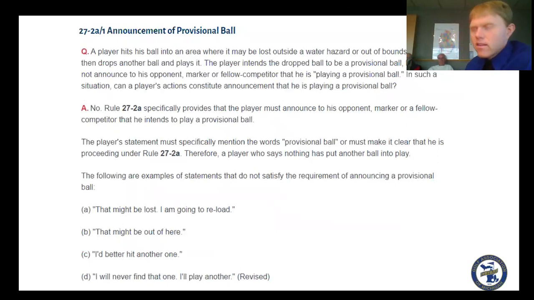As Dan referenced, these 4 little words here at the bottom are things that are commonly said on the tee, but they don't imply the player is playing a provisional ball.